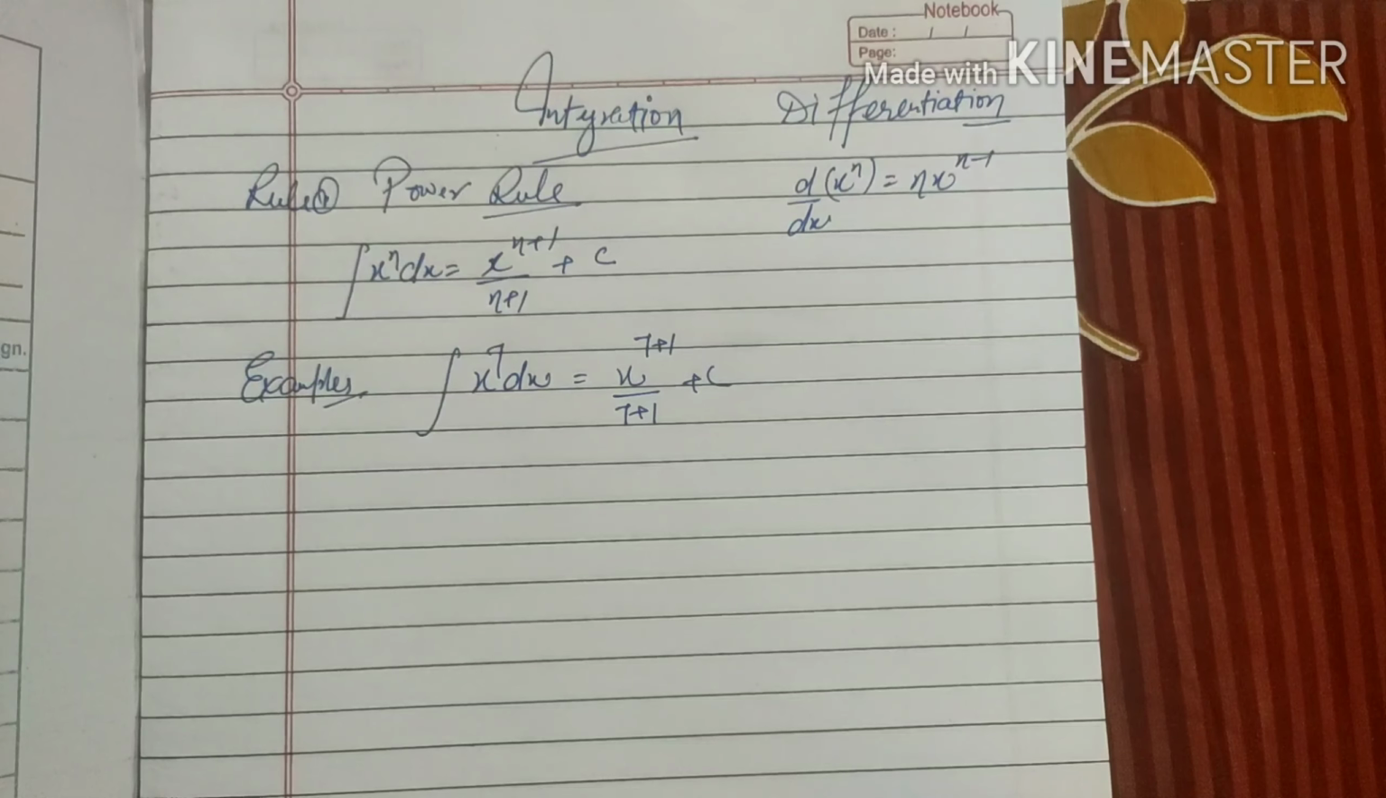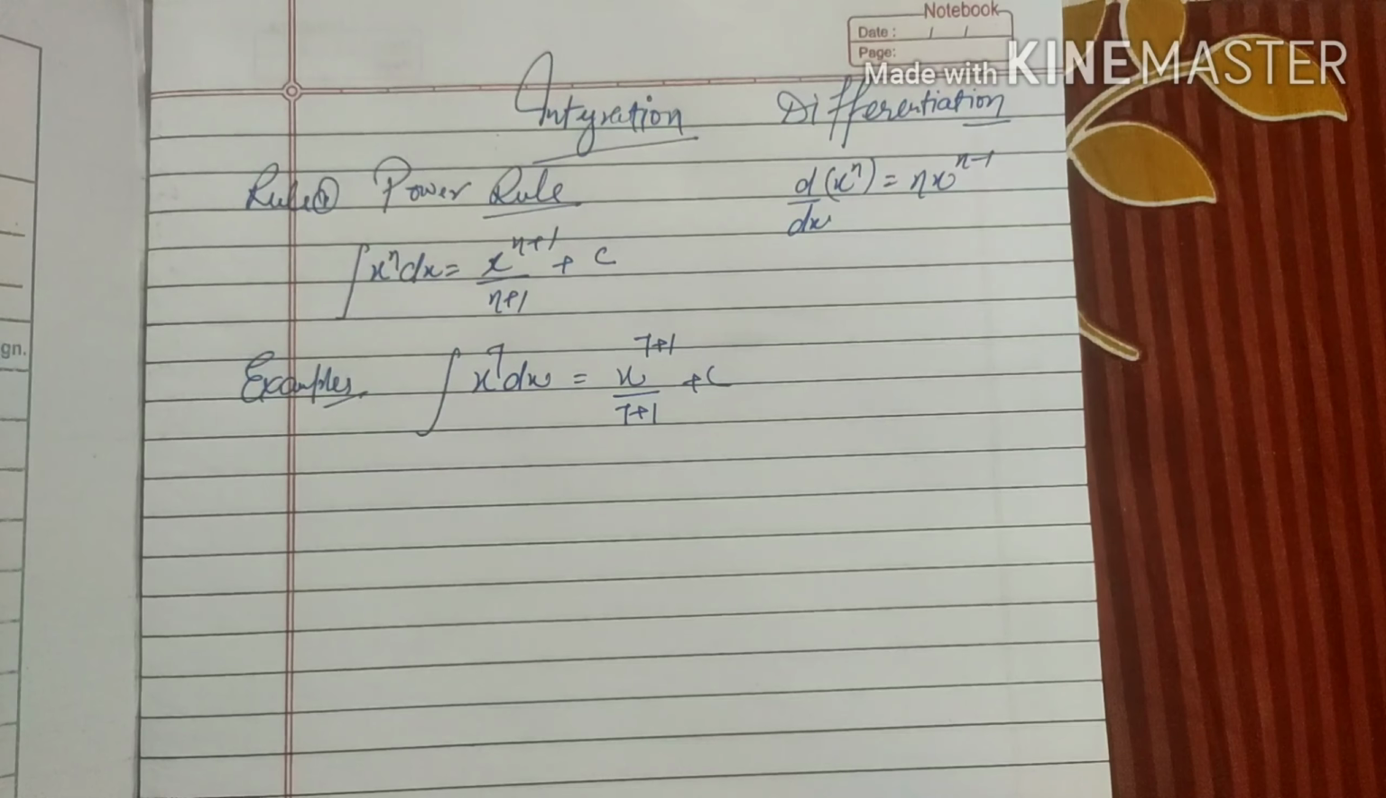Here we are going to discuss integration of x raised to power n dx, given by power increased by 1 divided by new power plus c, where c is known as the constant of integration. In differentiation the constant is removed, but in integration we get the constant back. Example: we are taking x raised to power 7 dx. The integration becomes x raised to power increased by 1 divided by new power plus c, given by x raised to power 8 divided by 8 plus c.